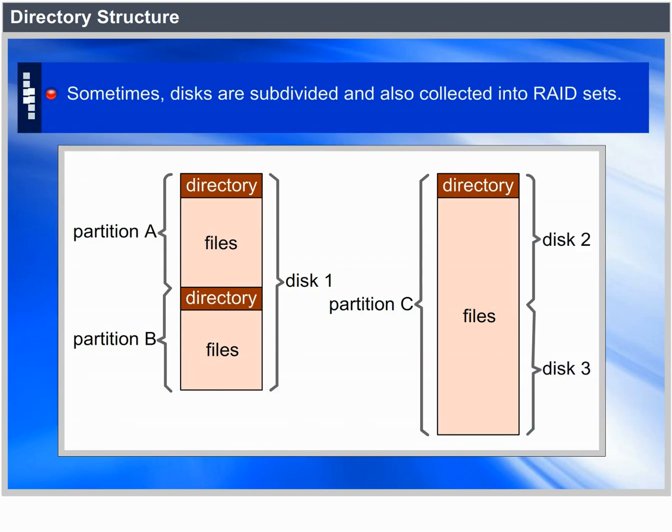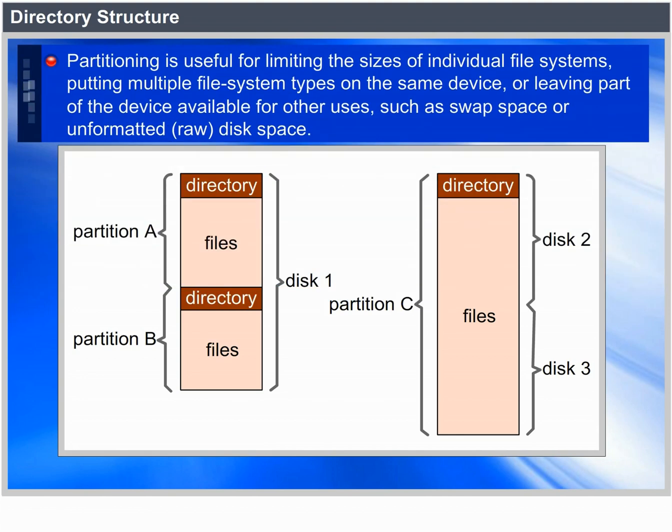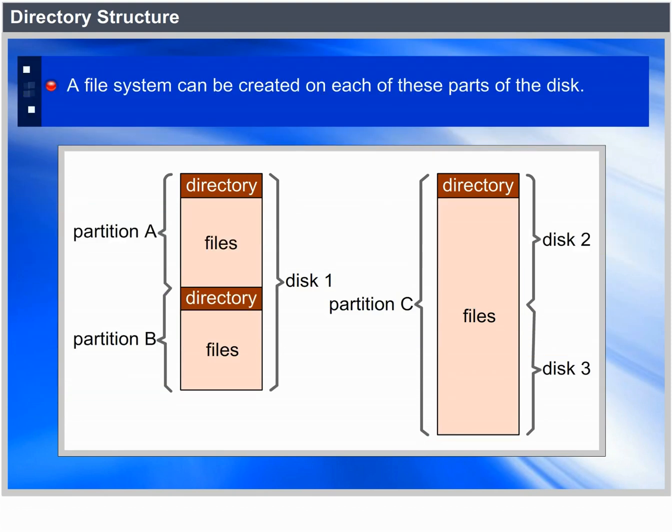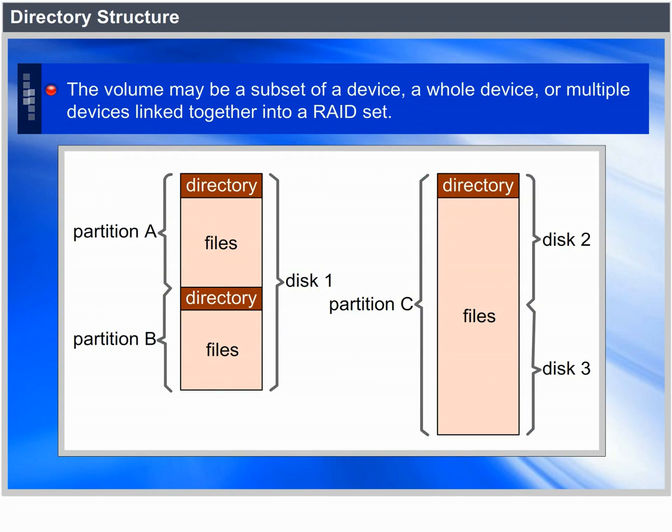Partitioning is useful for limiting the sizes of individual file systems, putting multiple file system types on the same device, or leaving part of the device available for other uses such as swap space or unformatted raw disk space. A file system can be created on each of these parts of the disk. An entity containing a file system is generally known as a volume. The volume may be a subset of a device, a whole device, or multiple devices linked together into a RAID set. Each volume can be thought of as a virtual disk.